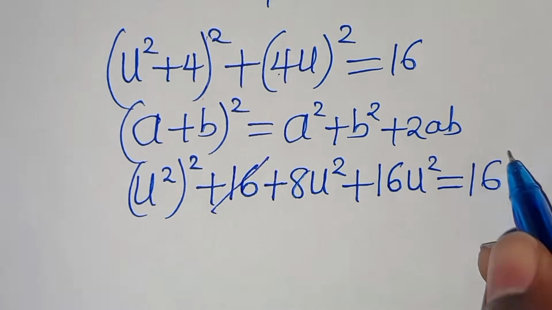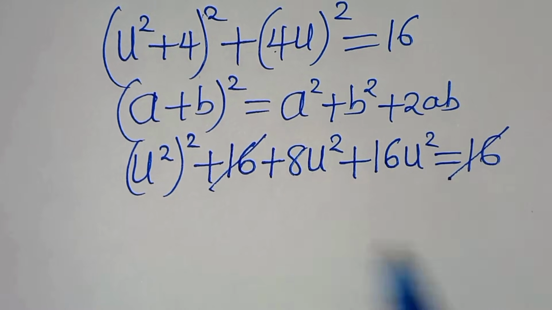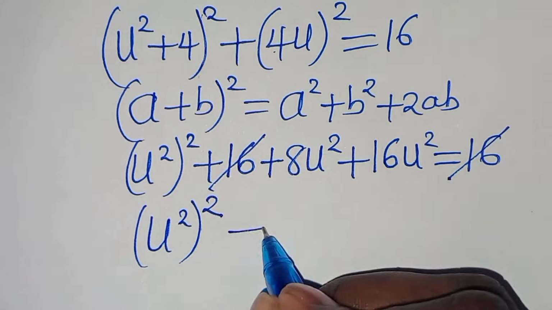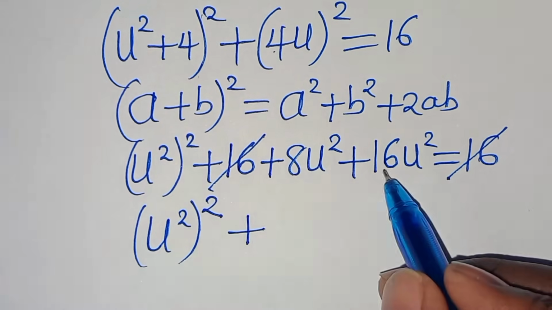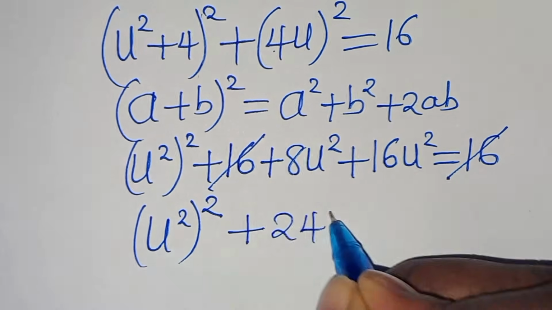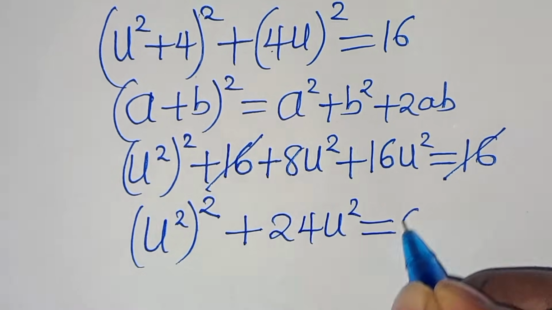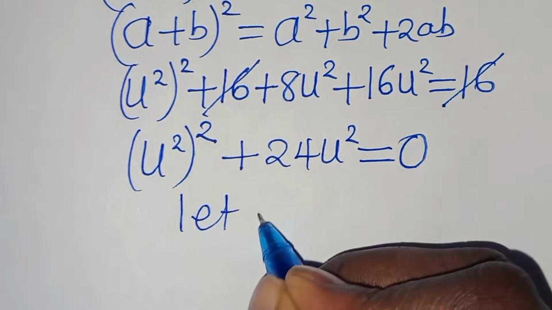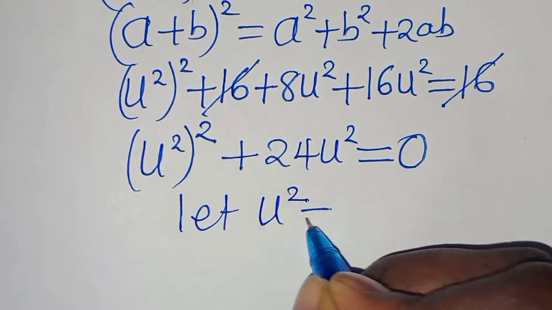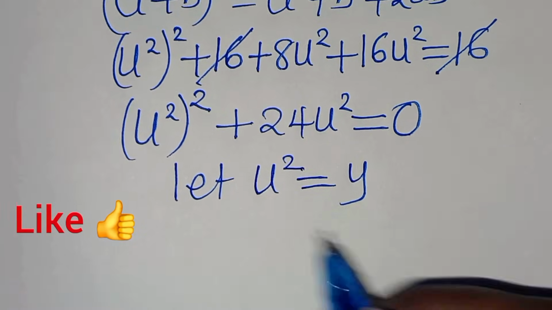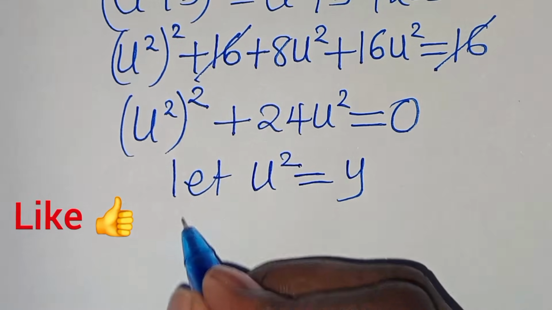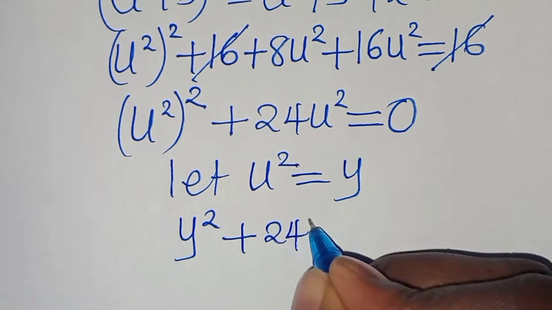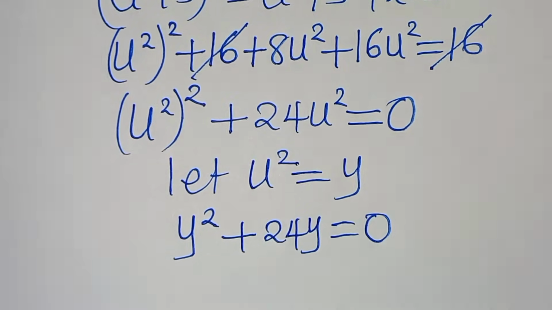Now 16 and 16 here simplifies, so that now we have u squared raised to the power of 2, plus 8u squared plus 16u squared. This is 24u squared, and this is equal to 0. Now the next step is that we can let u squared be equal to y. Let's substitute u squared with y, so that we have y squared plus 24y. This is equal to 0.